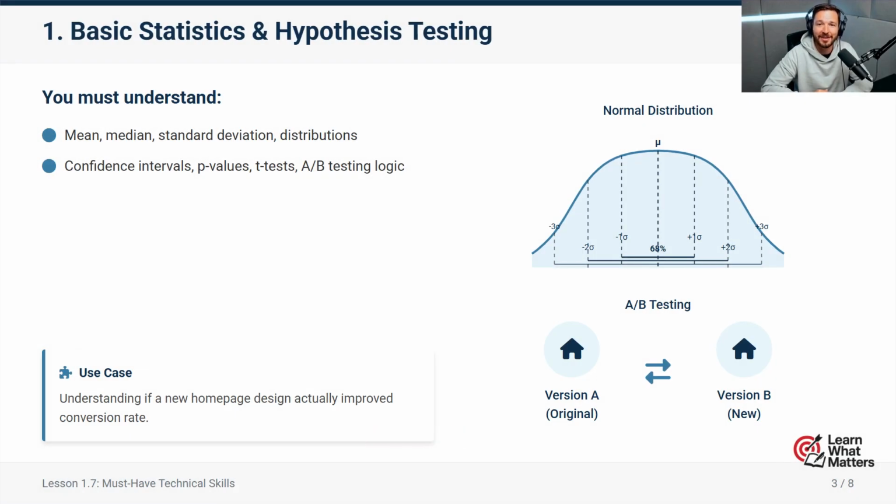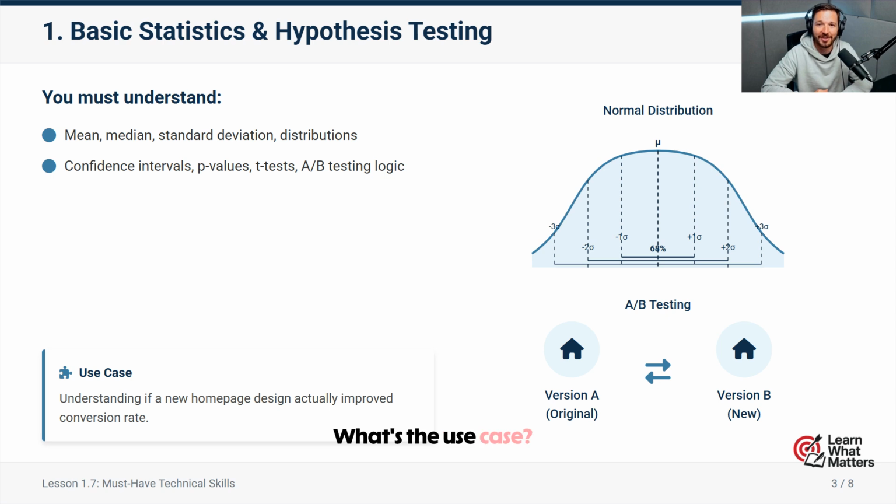First up, stats. Now, don't let that word scare you. This is the bedrock of all analysis. You absolutely must understand a few key things. We're talking about the classics: mean, median, standard deviation, and distributions. You know, that bell curve you've seen everywhere? That's a normal distribution, and it's super important. But here's the real power: confidence intervals, p-values, t-tests, and the big one, A/B testing.